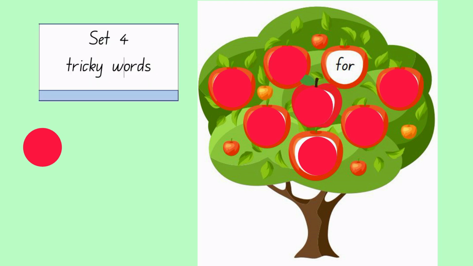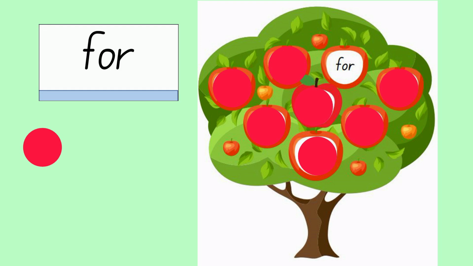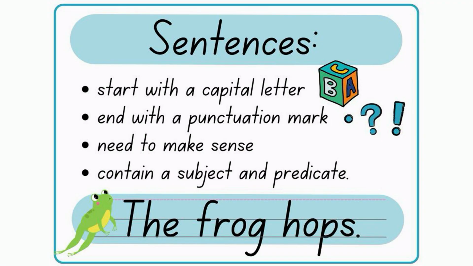I wonder if I'll get the last word. For. Yes, that is my last word, for. So I can cover up the word for and call out bingo. I like the game bingo. After this lesson, it'll be your turn to play bingo with your family. We are going to read some sentences that contain our brand new tricky words for and like.